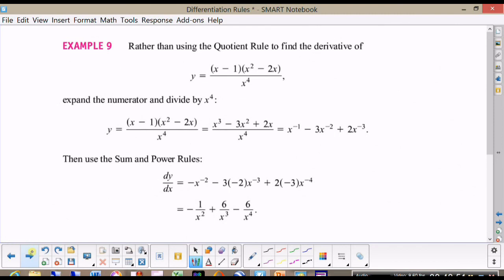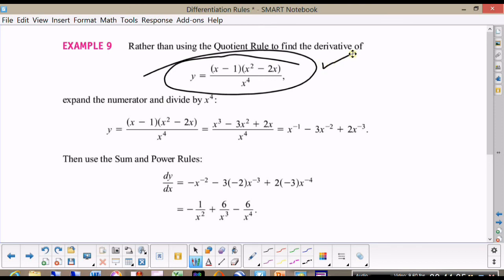Now, here's an example in which maybe you don't want to use the quotient rule. You want to multiply things out first and then use the power rule. Notice if you use the quotient rule here, you get a pretty messy numerator and a fairly simple denominator. But notice, if you go ahead and FOIL out the numerator, you get that the numerator is equal to x cubed minus 3x squared plus 2x, divided by x to the fourth.